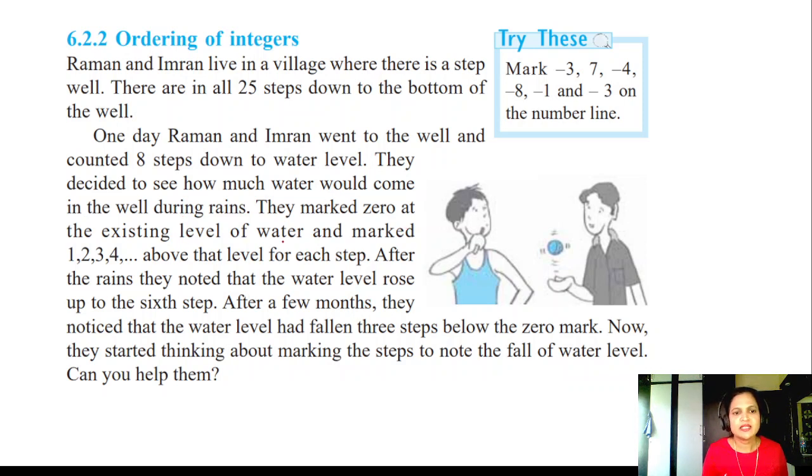They marked 0 at the existing level of the water and marked 1, 2, 3, 4 above the level on each step. After the rain, they noted that the water level rose up to the 6th step. After a few months, they noticed that the water level had fallen to three steps below the 0 mark. Now can you help them?